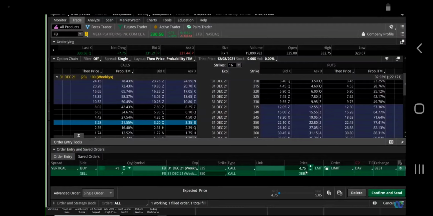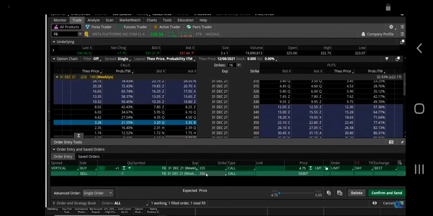8 minus 3.25 is 4.75. So that would be the debit for this spread. All right, buying the 335, selling the 350. Now that's a $15 wide spread. If the stock were to go above 350 and close there on expiration, that spread would be worth 15. We are paying $4.75 for it in this example.